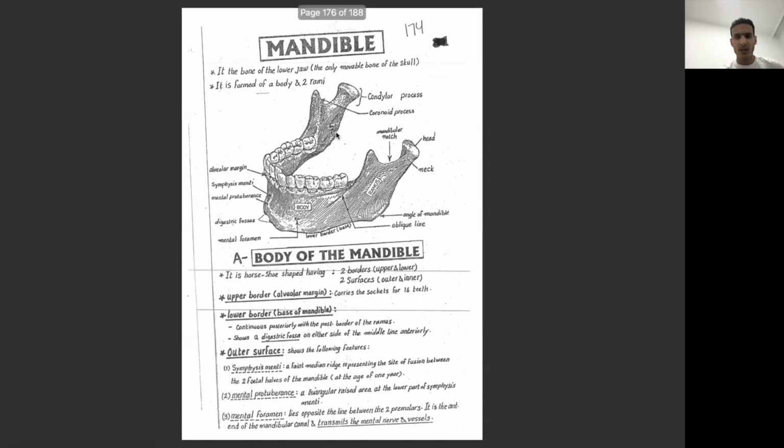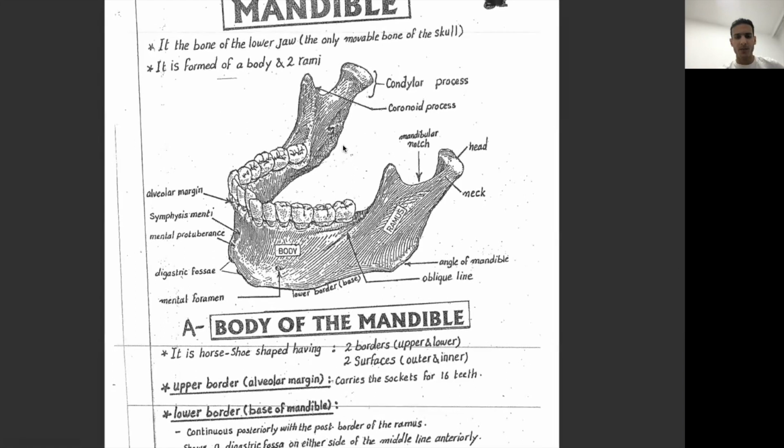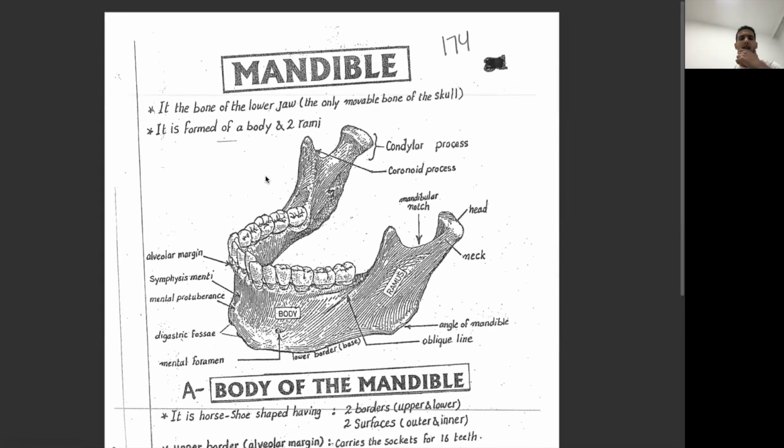The mandible. The mandible is a bone of the lower jaw, the only movable bone of the skull, so it is easy to move around. It's formed by the body and the two rami. So the body is this one, and ramus 1, ramus 2. The parts of it: we have the posterior process called the condylar, the anterior one called the coronoid, and between them we have the mandibular notch.